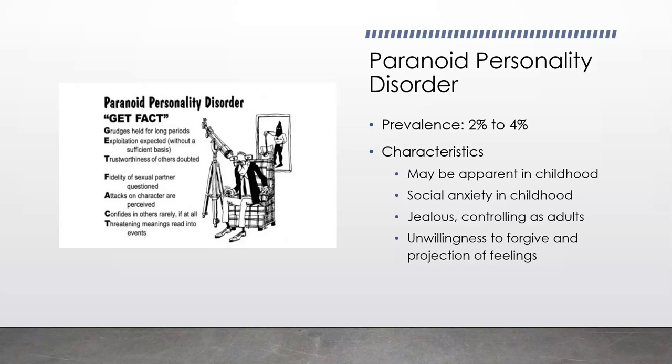2 to 4% of the population, right? Prevalence 2 to 4%, more so in men than in women. A lot of social anxiety, frequent teasing because of their odd behaviors, poor relationships due to jealousy and controlling behaviors. They're not going to forgive, and they're going to project onto everyone else. They're going to be paranoid that their partner is always cheating on them.